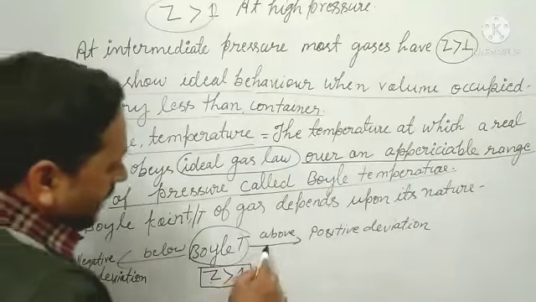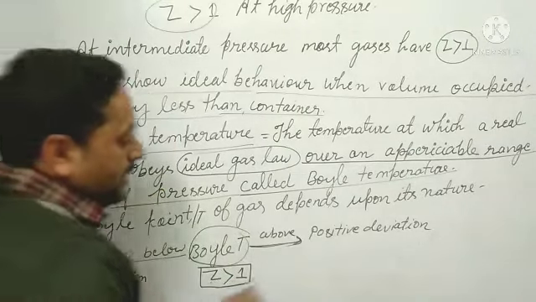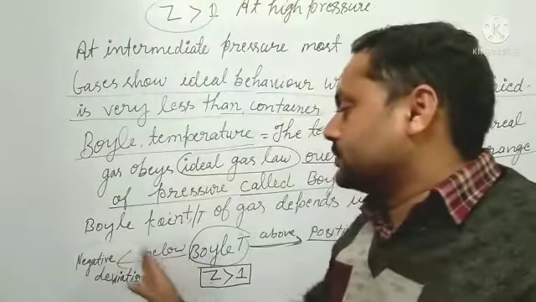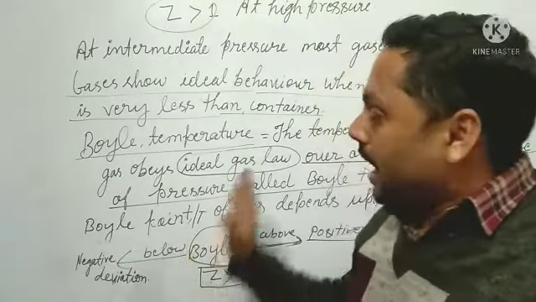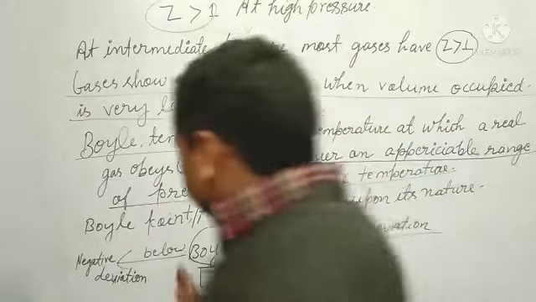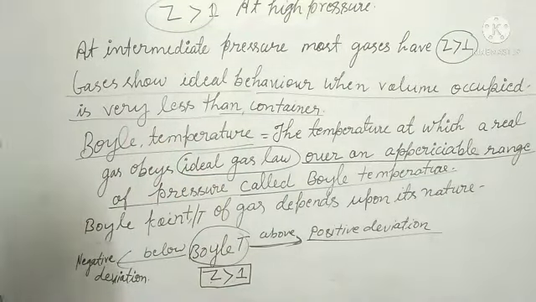Above the Boyle point, gases show positive deviation, and below the Boyle point or Boyle temperature, gases show negative deviation. So what we got here is that real gases show ideal behavior at low pressure and high temperature.